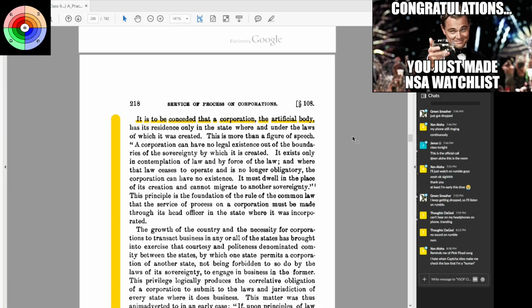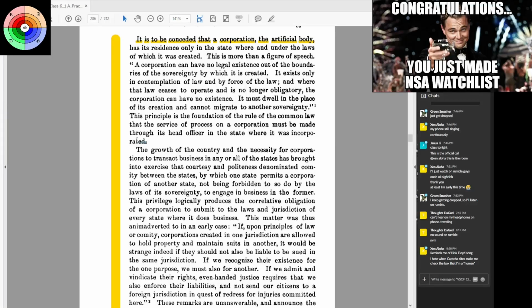Close quote. You're in your box? Stay in your box. This principle is the foundation of the rule of the common law that the service of process on a corporation must be made through its head officer in a state where it was incorporated. That's the common law rule. And everybody, just to make a note of that, that's really what the common law says, okay? So that's why you're doing that.